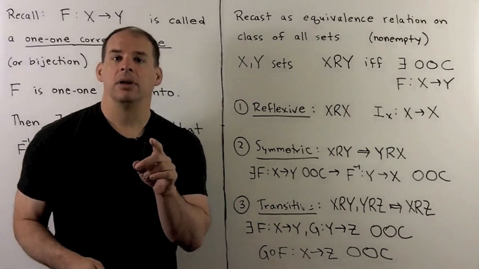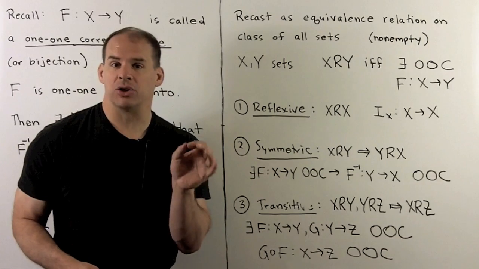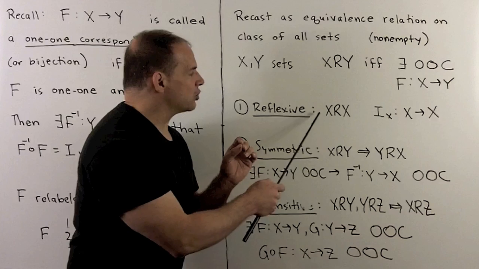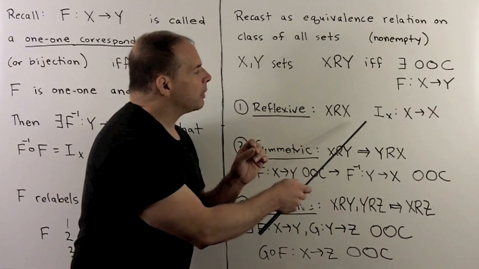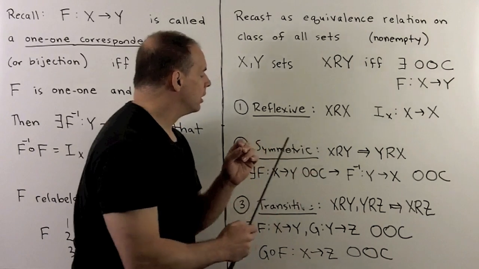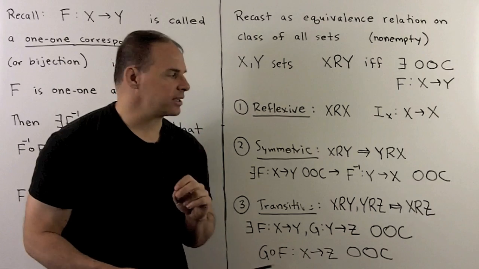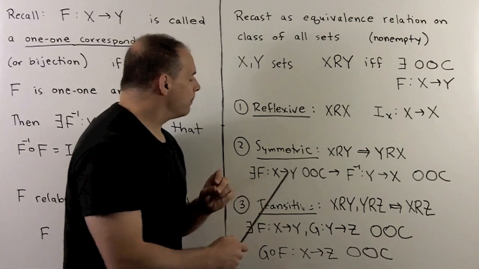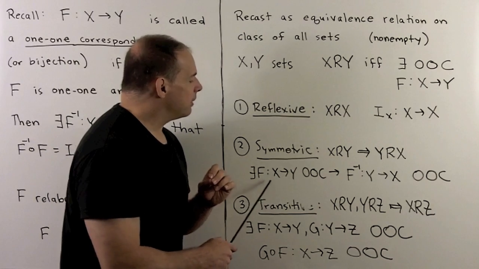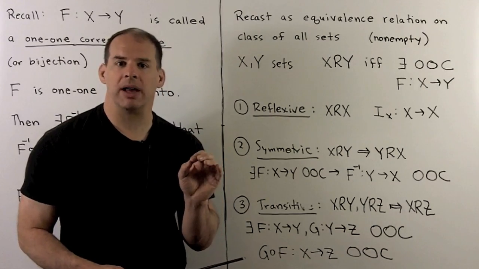To show that we have an equivalence relation, we need to show that our relation is reflexive, symmetric, and transitive. So recall, for reflexive, I want to show that X is related to X. I could do that by just using the one-to-one correspondence given by the identity map on X. For symmetric, I want to show if X is related to Y, then Y is related to X. So if X is related to Y, then we have some one-to-one correspondence F carrying X to Y. We noted there exists an F inverse carrying Y to X, which is also a one-to-one correspondence.